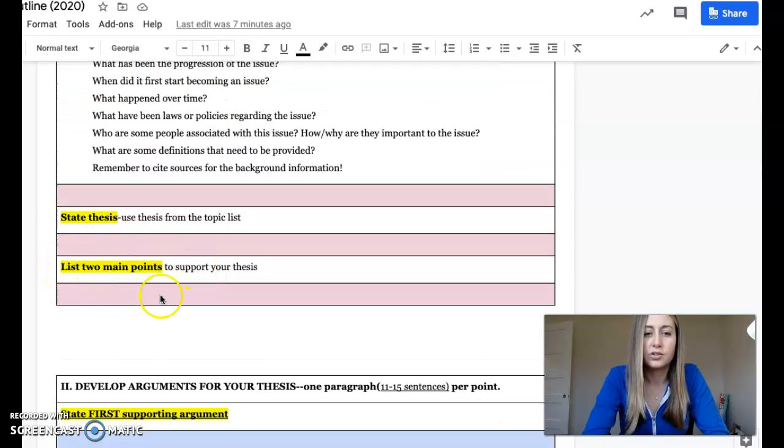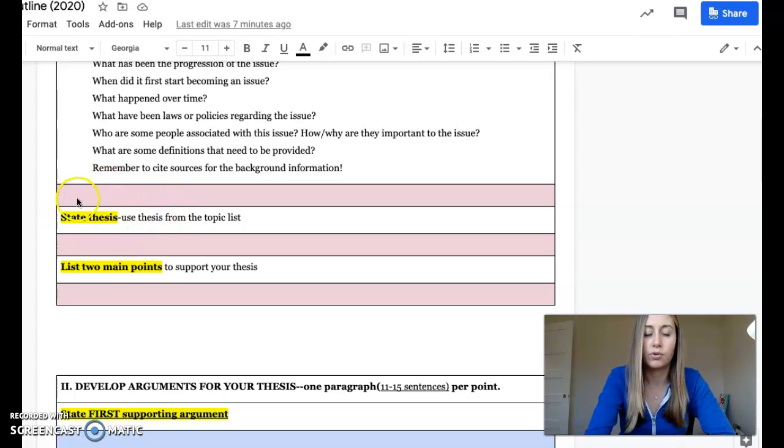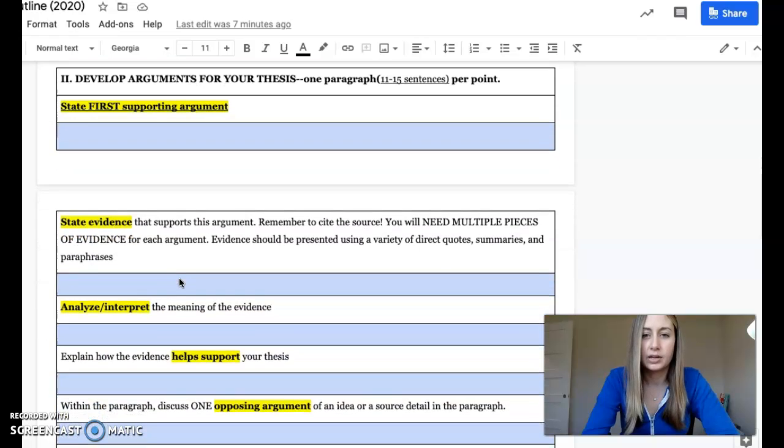And then you're going to list your 2 main points that support your thesis. So just list them. What are your 2 main arguments that you're going to use that support your point and why you are correct? So basically just stating them. Then down here, we're going to start this blue section. This is where you're going to start your first body paragraph. So you need 2 body paragraphs, which means you need 2 really strong points that argue your side and support your thesis. So in this first box, state your first supporting argument.